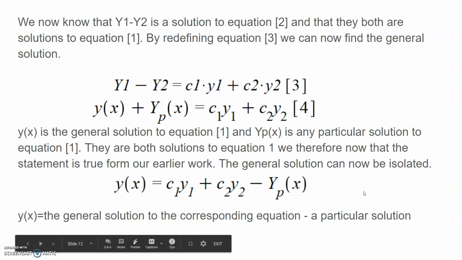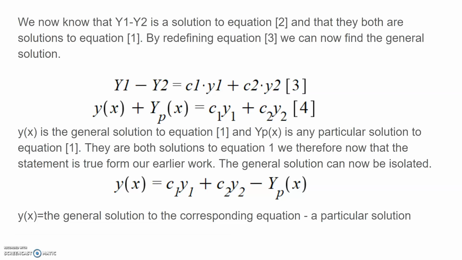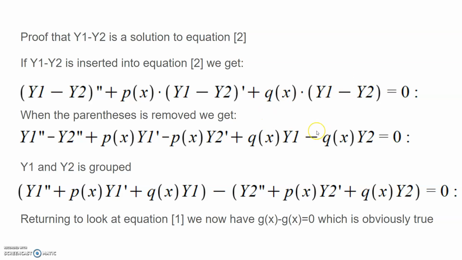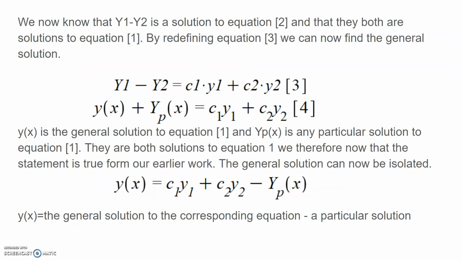If that is true, we can actually find the general solution. It's not that hard, the final part, because instead of having Y1, we can have y of x, which is the general solution to equation 1, and have yp of x, which is just any particular solution to equation 1. And remember, they are both solutions to equation 1, which means this statement is true, as we proved here, that if you have two solutions to equation 1, you can get the general solution to equation 2.